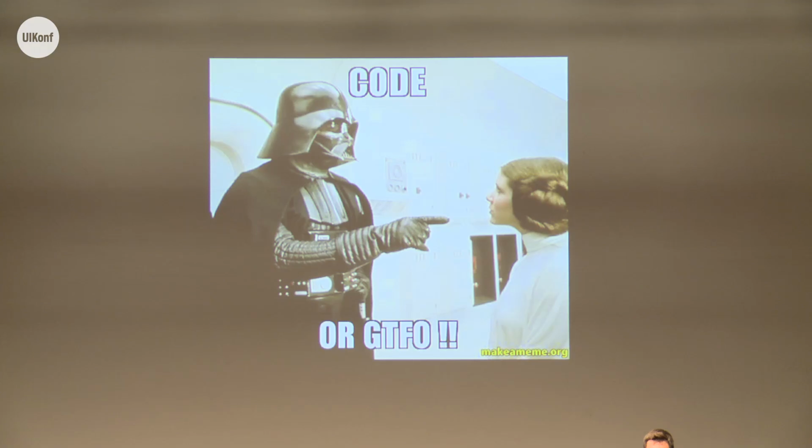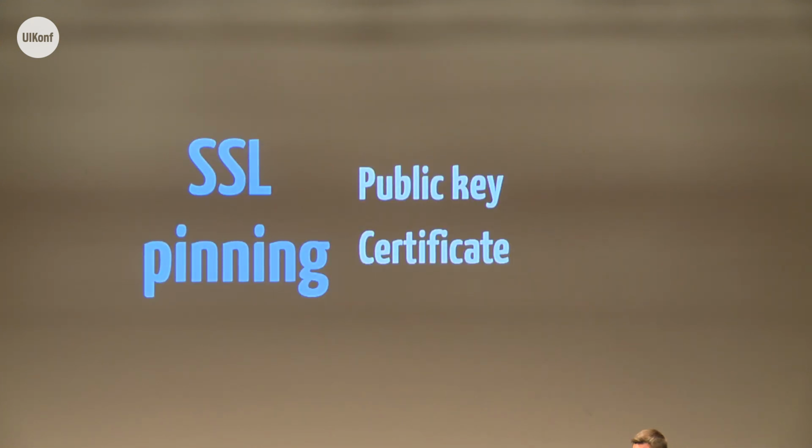So let's check the possible code examples of how to implement it. SSL pinning. Who uses SSL pinning in your applications? Okay. So SSL pinning is a technique for validating the remote certificate from a server against a certificate on the client side. If the certificates are not the same, just break the connection. It can be implemented by checking the public key or the whole certificate.